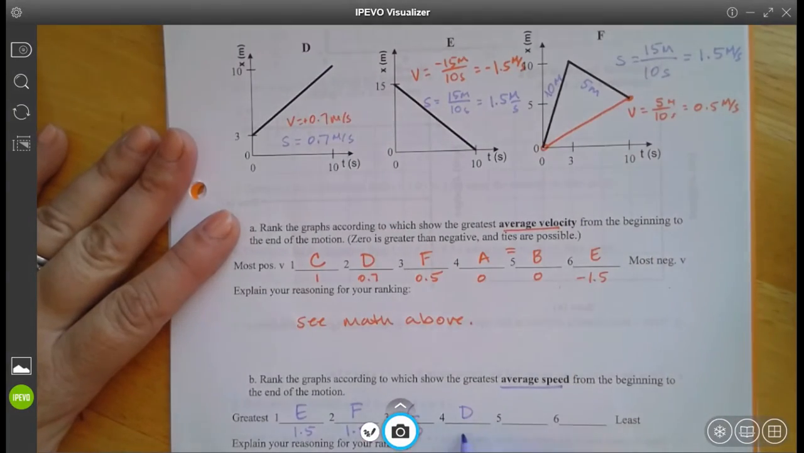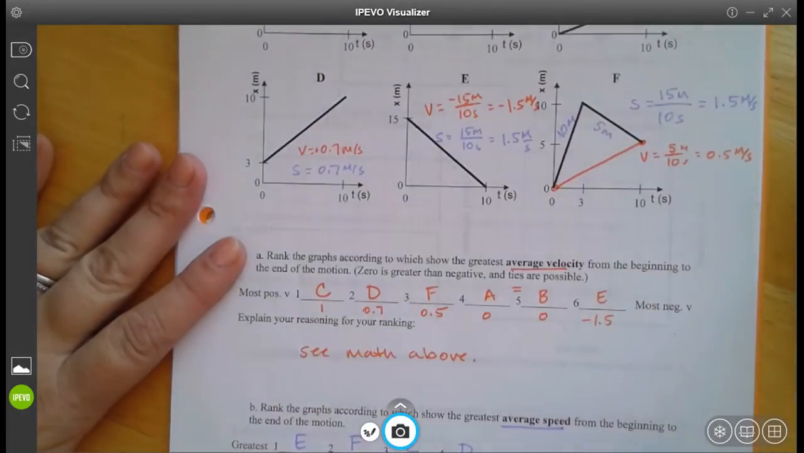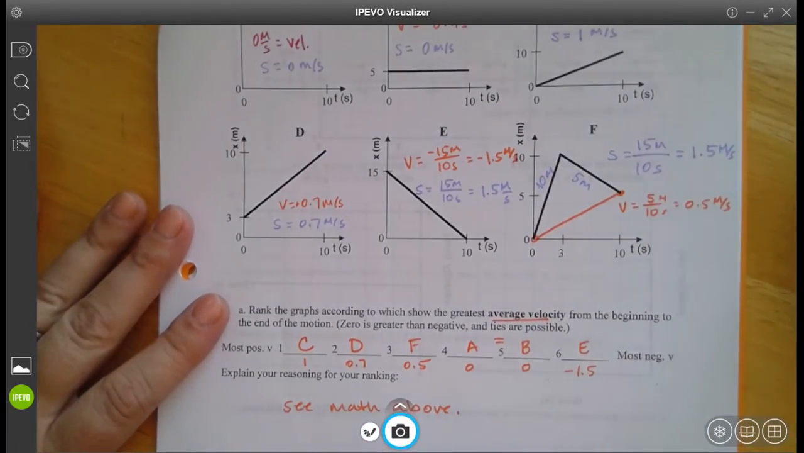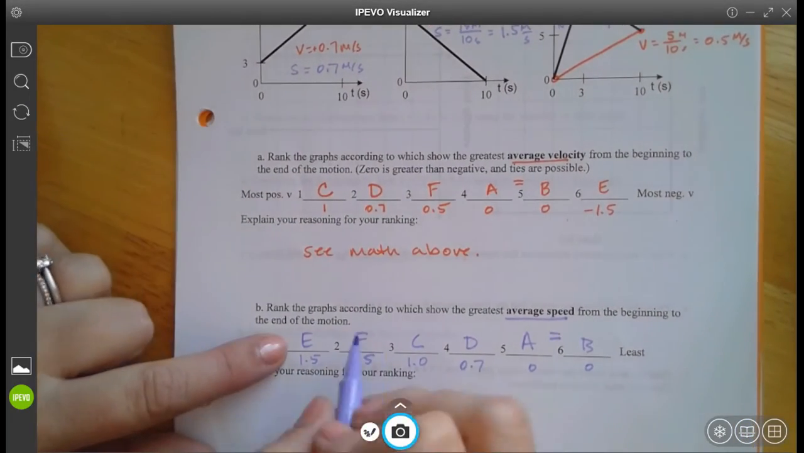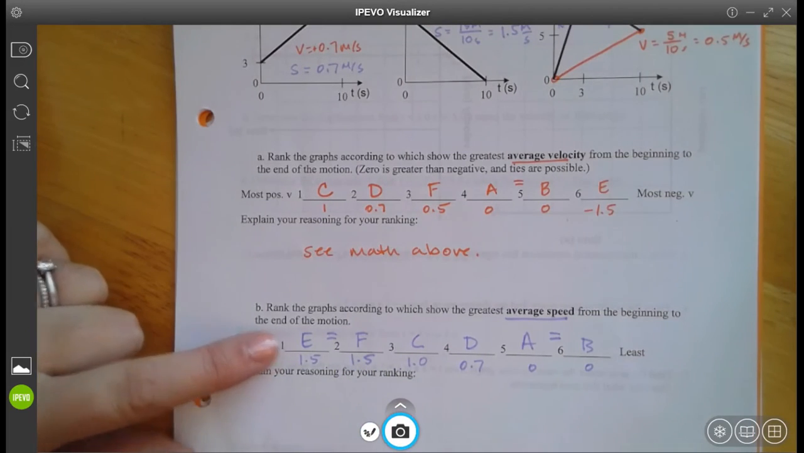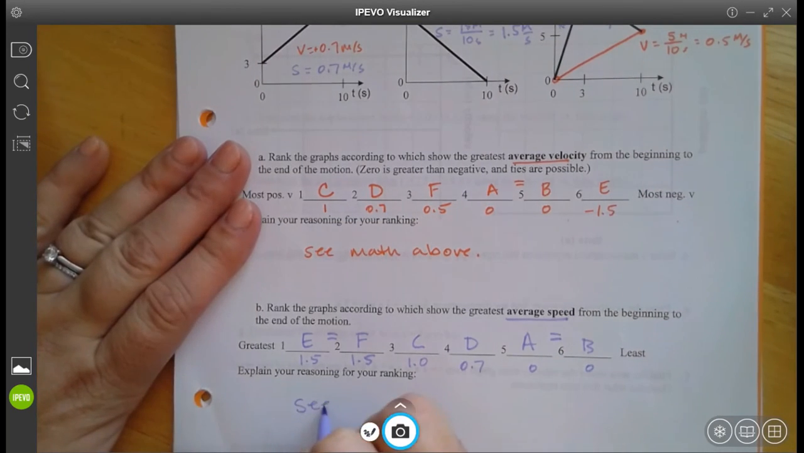D is 0.7 meters per second. A and B are still both 0 because neither of them moved. So A and B. And just so that I'm extra clear, I'm going to put an equal sign there. I'm going to put an equal sign over here too. So those two are equal. And so, if I was grading this as a quiz or a test item, I would have this written so that you could have either E or F in either of those positions and A or B in these positions. So there's actually 4 different ways you could write this and be correct. Explain your reasoning. See math above.